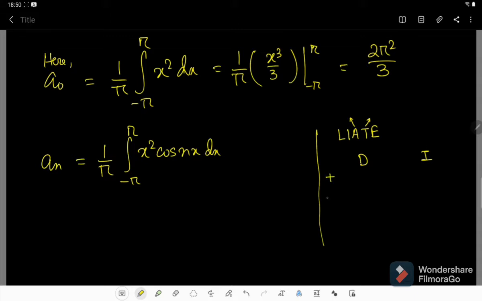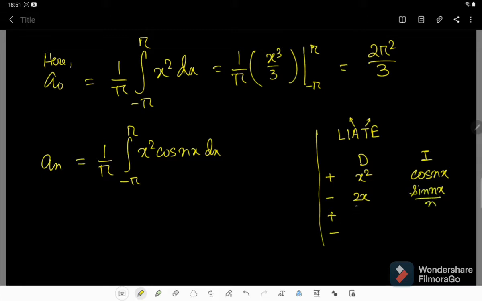Now let's write alternatingly plus and minus signs. Firstly, I am writing x square, as the algebraic function should be treated as u in the UV technique. So I am writing x square under D, and under integration I am writing cos nx. Now, let us take the derivative of x square, first derivative, which is producing 2x, and integration of cos nx is producing sin nx by n.